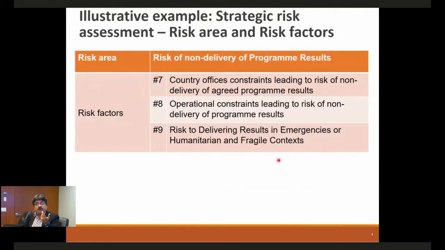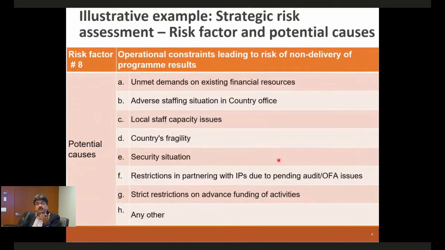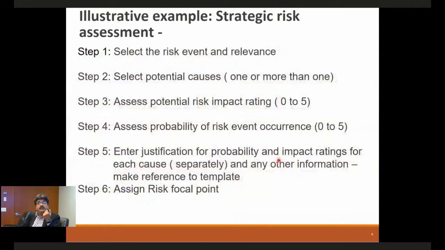We have given one example of risk of non-delivery of program results, under which there are three risk factors and there are different causes of each risk factor. I'm not going to detail because we already explained this in detail in the last year assessment. And then here comes an example of doing the strategic risk assessment. This example was there last year. We just modified it in terms of steps changing. And the modification again is here.